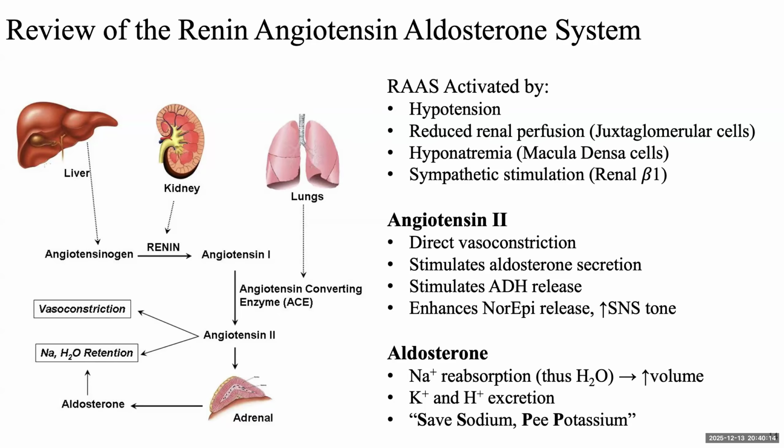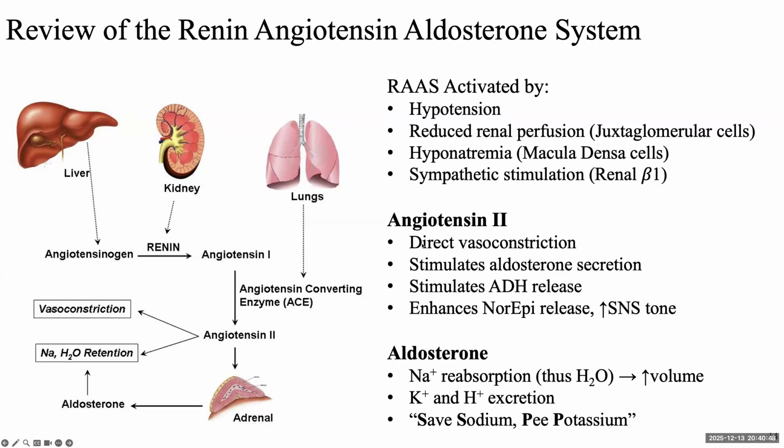So the liver contributes angiotensinogen. The kidneys contribute renin. Renin converts angiotensinogen to angiotensin 1. Now our lungs contribute angiotensin converting enzyme, or ACE, and that converts angiotensin 1 to angiotensin 2. Angiotensin 2 is the point in this pathway where we start to get the clinical effects we're looking for.